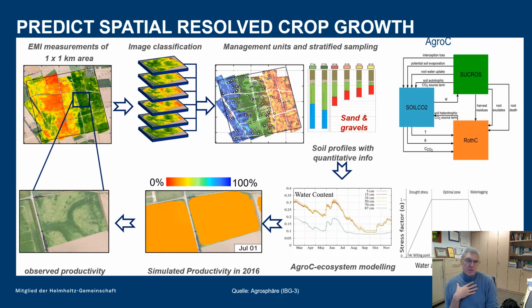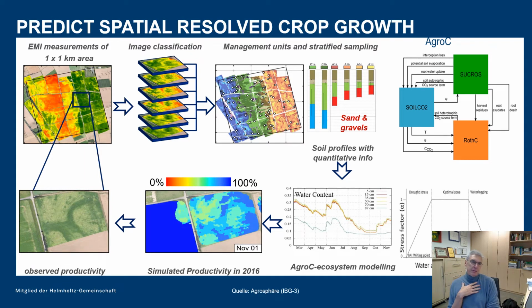So what we do is we map with EMI the spatial variability of the bulk electrical conductivity. We then do an image classification in order to obtain management units, which were then characterized by sampling, so that we have for each management unit a typical soil profile.